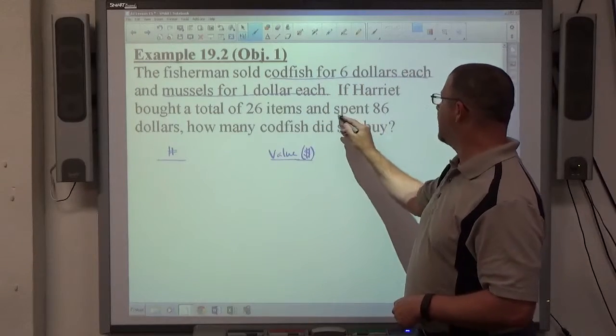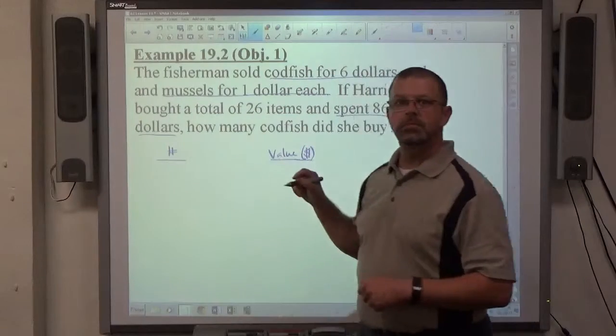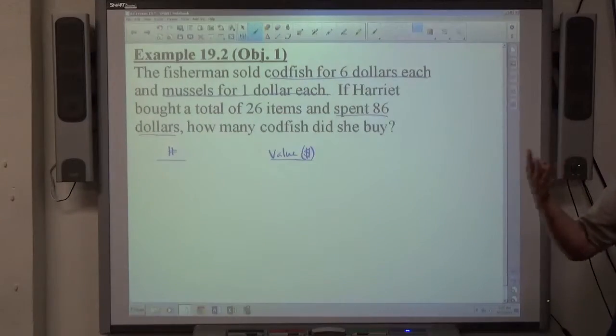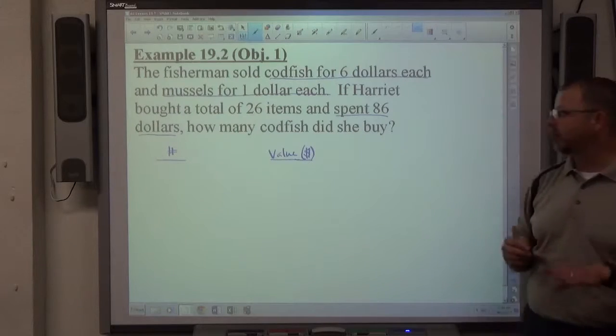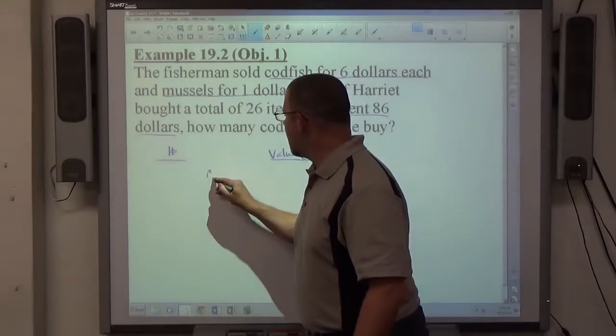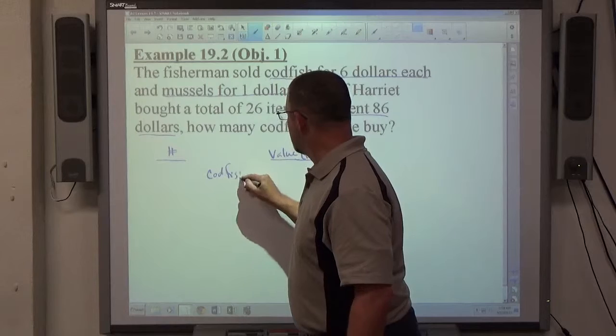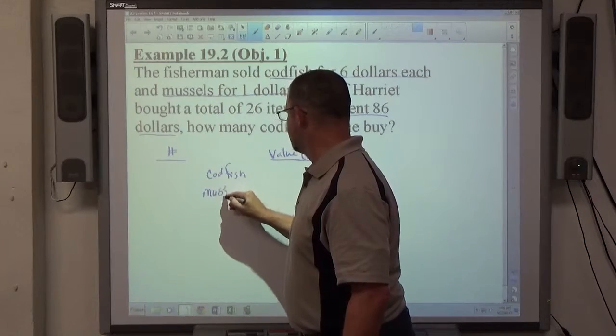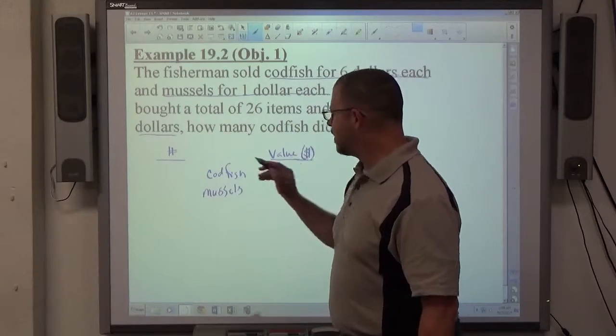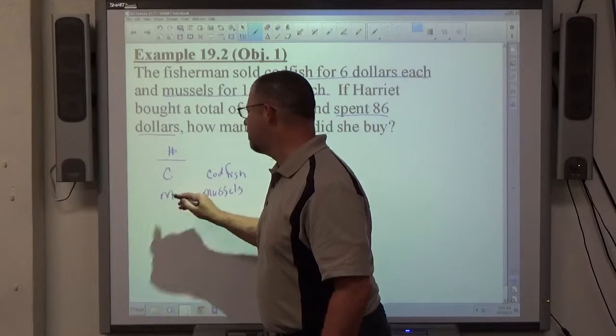And also she spent $86. So the unit of currency they're giving us for that fact about how much money she spent is in the same unit as our variables are going to be, so all is well with that. We have codfish. We have mussels. And I'm going to say there were C codfish and M mussels.